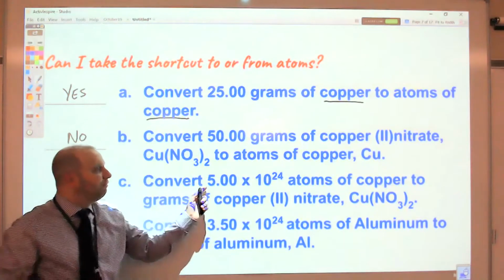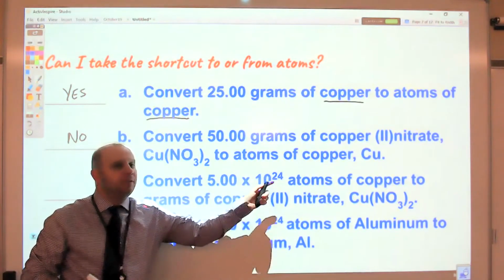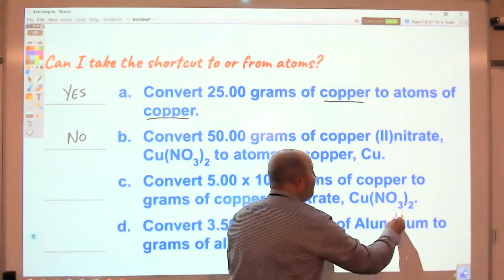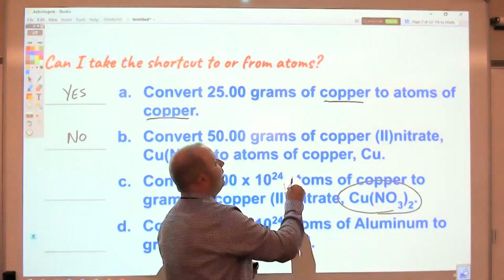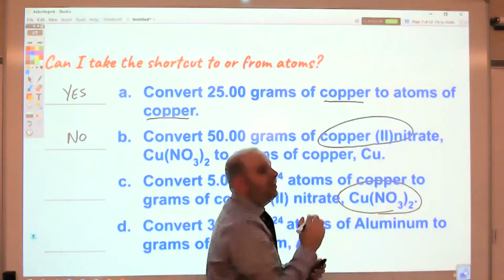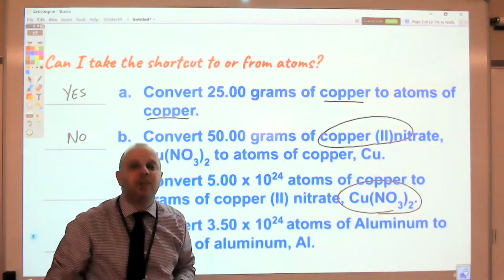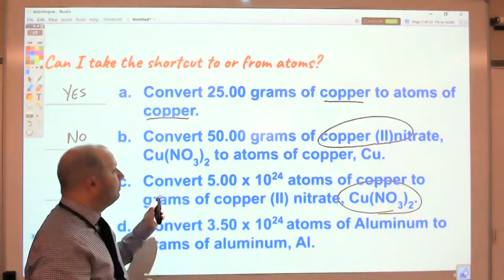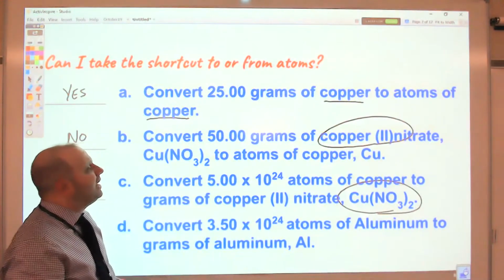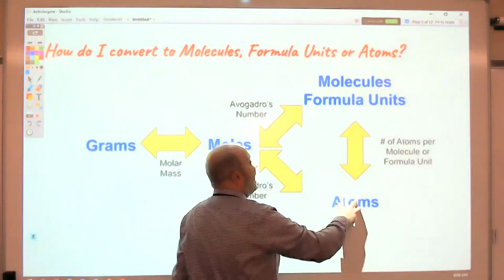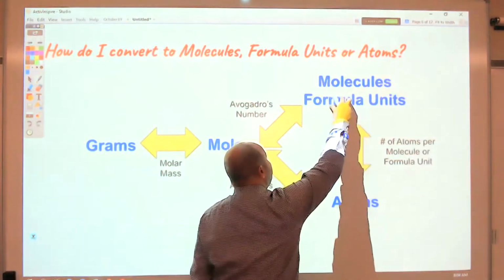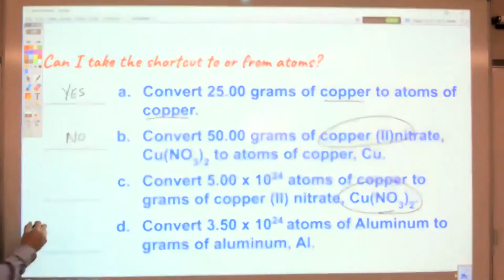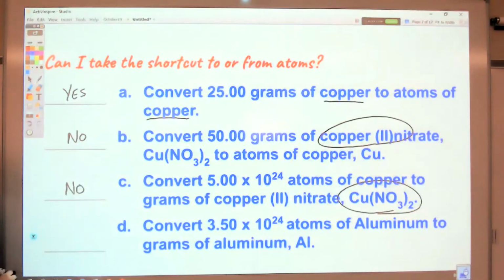Letter C, convert 5 times 10 to the 24th atoms of copper to grams of copper(II) nitrate. Again, I have a compound right here, just like I had a compound up here. Anytime that you have an ionic compound like this, you cannot go directly between atoms and moles. I'm starting off with atoms of copper, and I'm going to have to go from atoms of copper up to formula units before I can come down here and go to moles and eventually grams. So this is also a no.